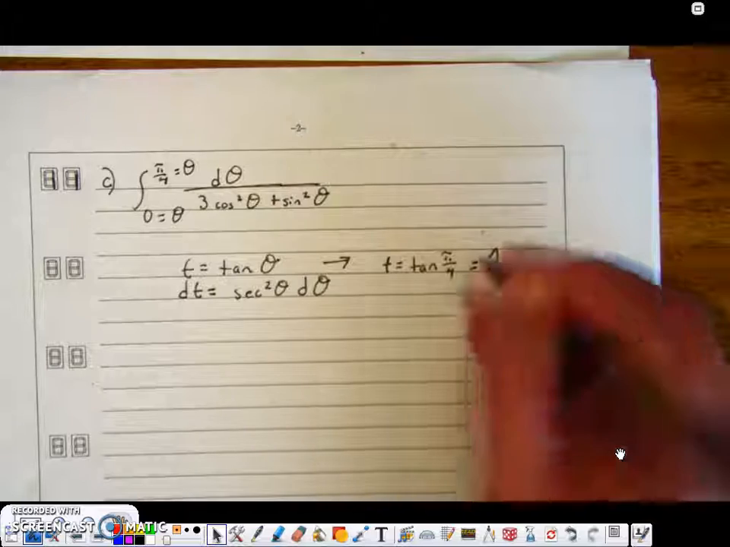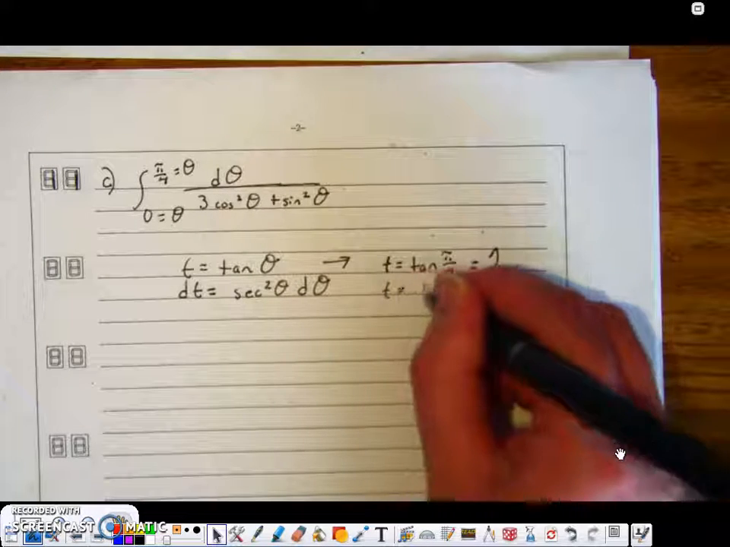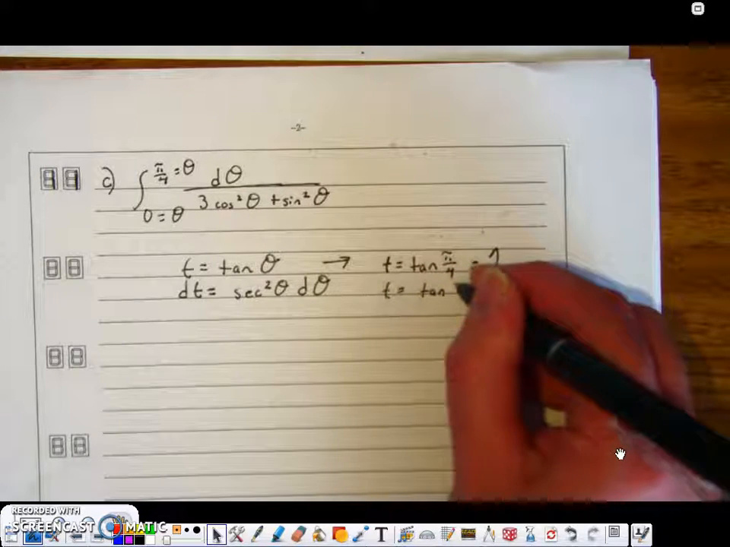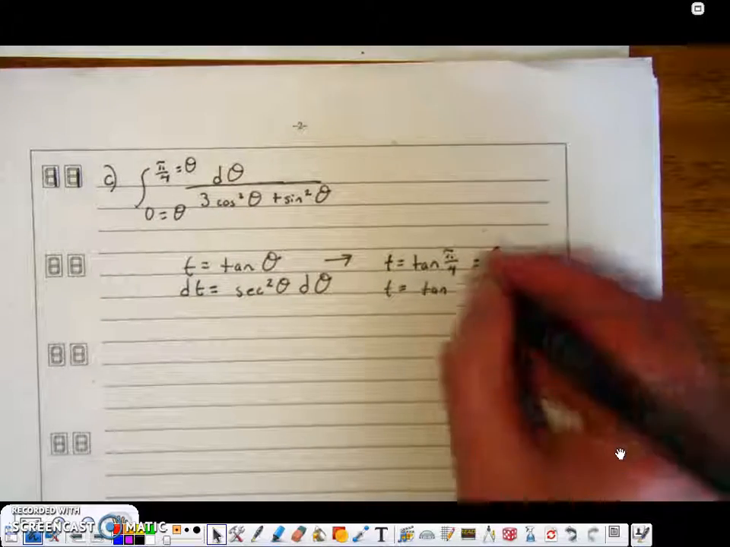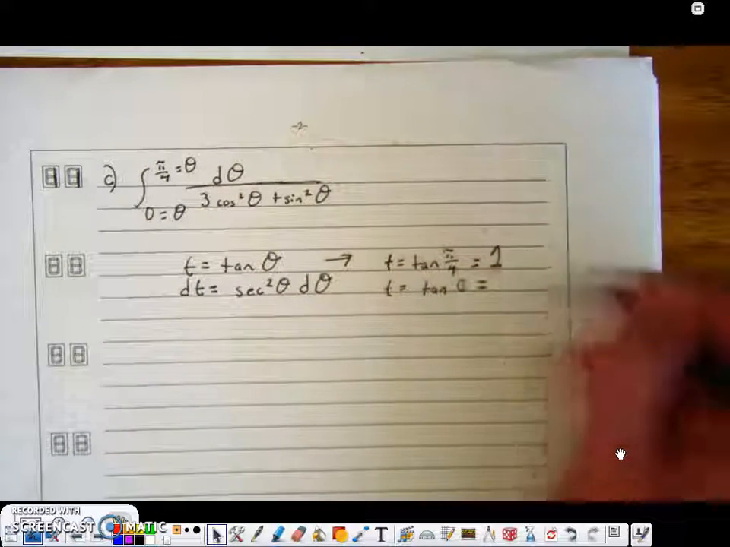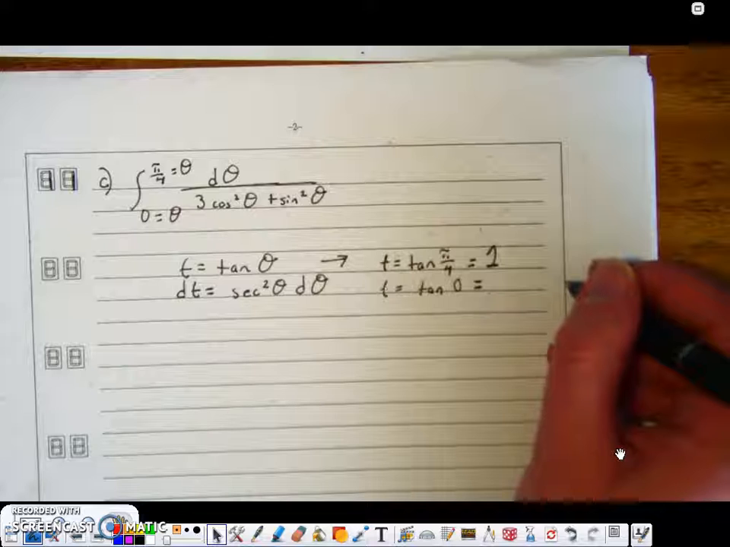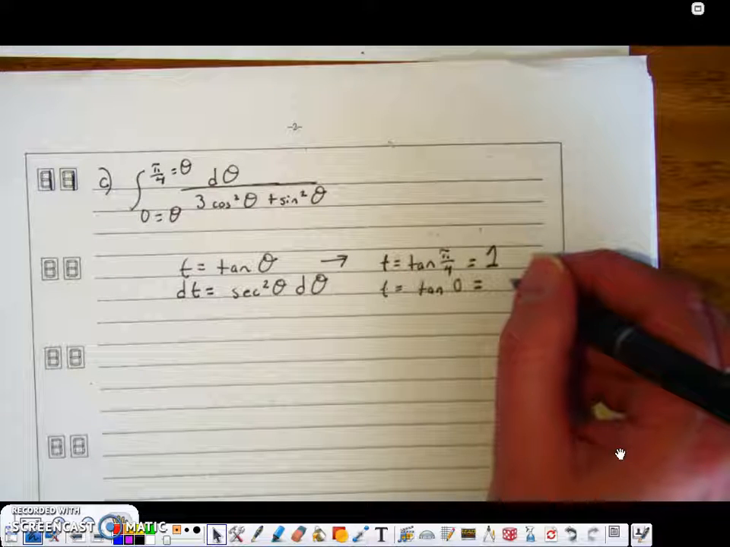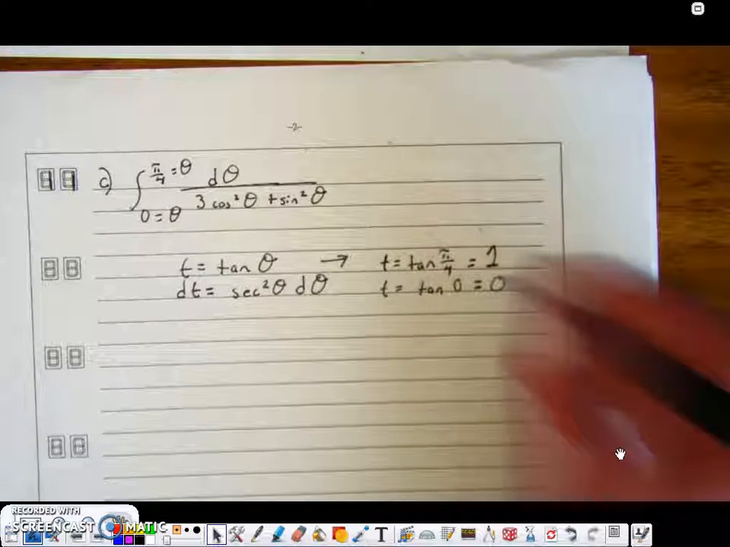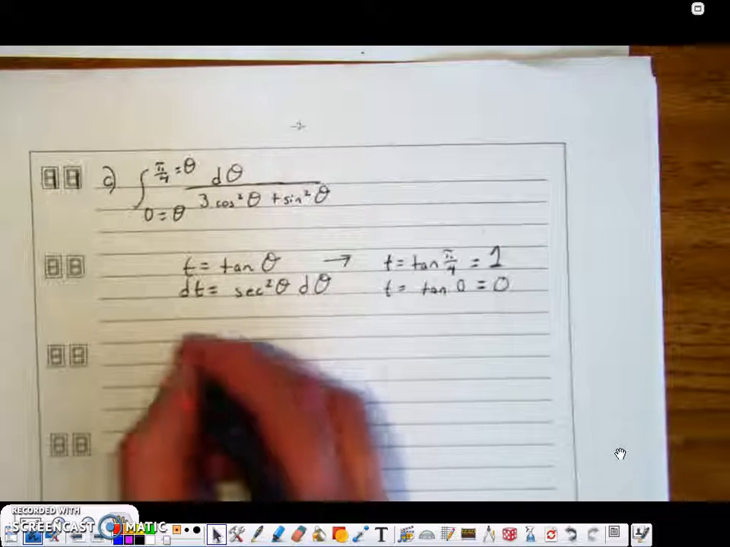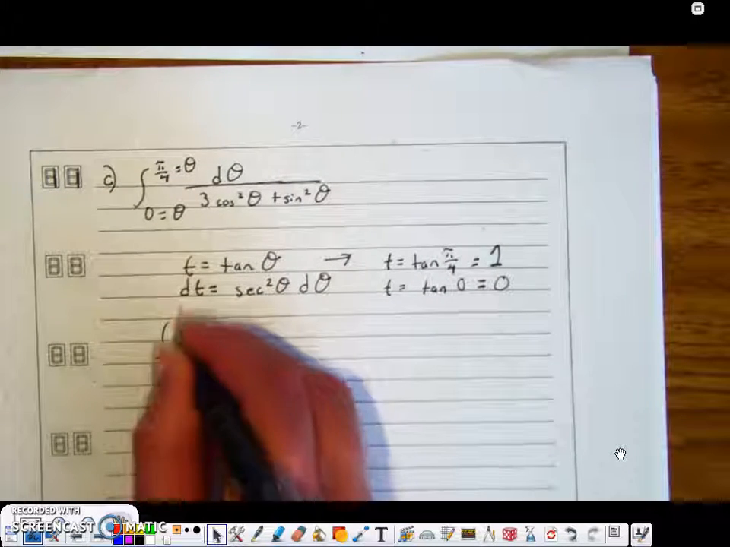So this is 1. And then the tangent of 0, because that's my other bound. And what's the tangent of 0? There you go. So when I change these bounds, they're going to be from 0 to 1.